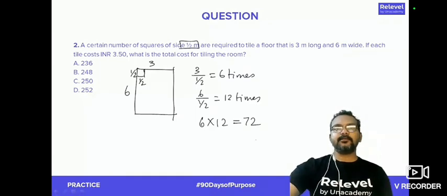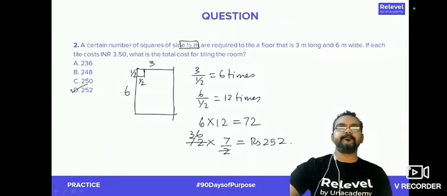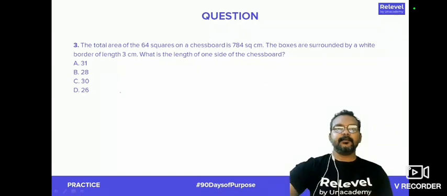Each tile costs 3.5 rupees. The total cost is 72 times 3.5, which is 7 by 2. So that's 36 times 7. So that is 252 rupees. Option D. Number 3. It says the total area of 64 squares is 784 square meters.